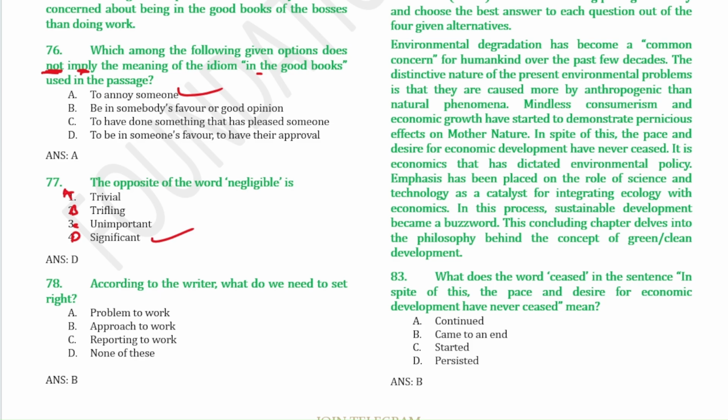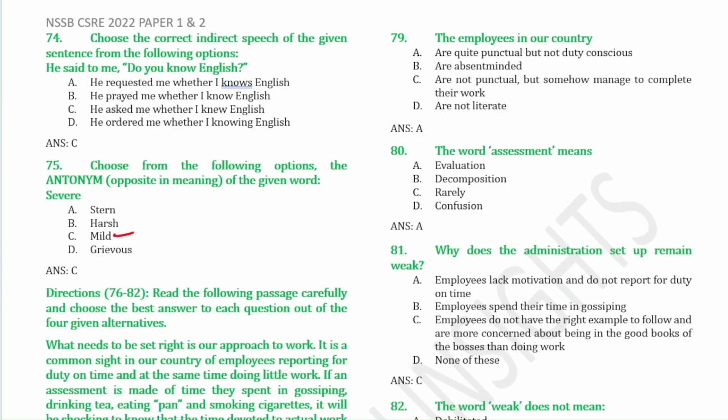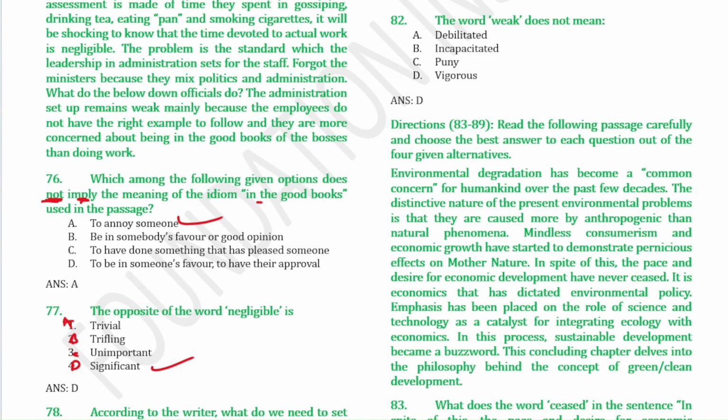According to the writer, what do we need to set right? So the approach to work. The employees in our country are quite punctual but not duty conscious. The word assessment means evaluation. Why does the administration setup remain weak? Because employees do not have the right example to follow and are more concerned about being in the good books of the bosses than doing their work. 82, the word weak does not mean vigorous. Vigorous is the opposite of the word weak.